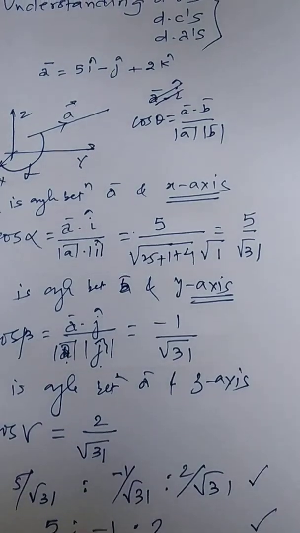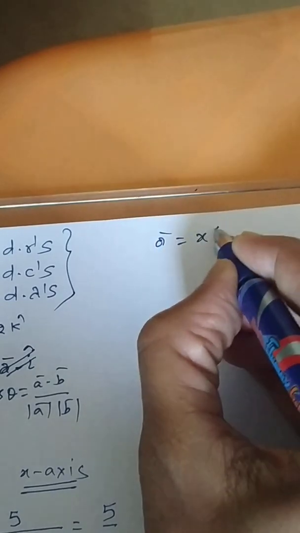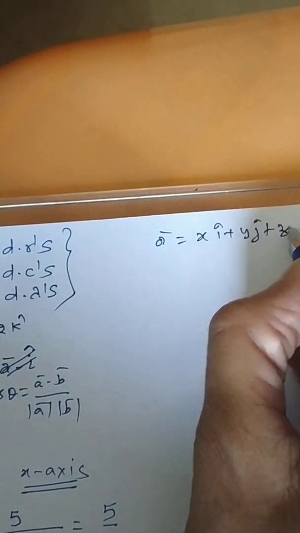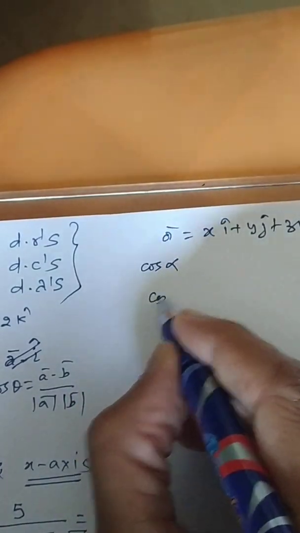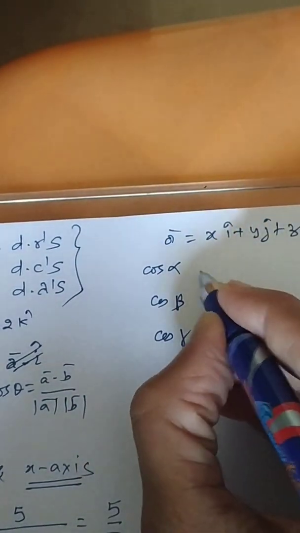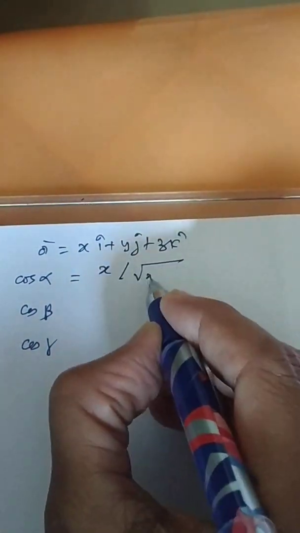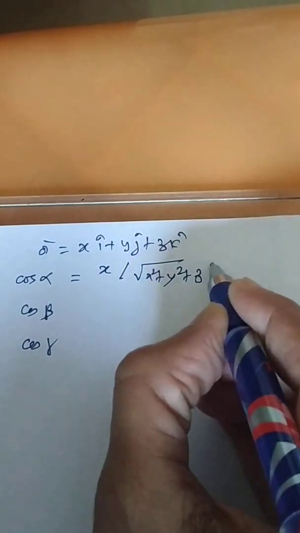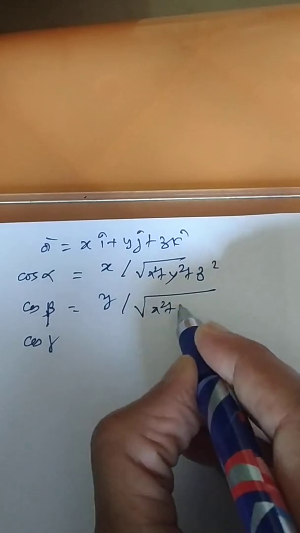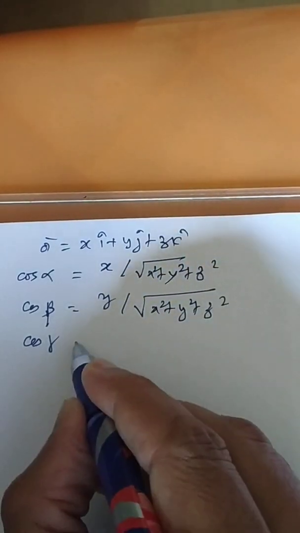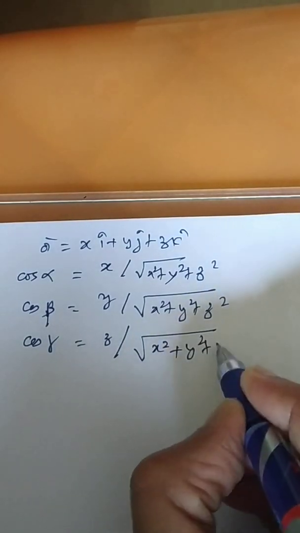Now in this particular example, suppose A is given as xi plus yj plus zk. Then what will be cos alpha, cos beta and cos gamma? For getting cos alpha, you will be multiplying with i. So it will be x divided by root under x square plus y square plus z square. If you want cos beta, it will be y divided by root under x square plus y square plus z square. Cos of gamma is z divided by root of x square plus y square plus z square.